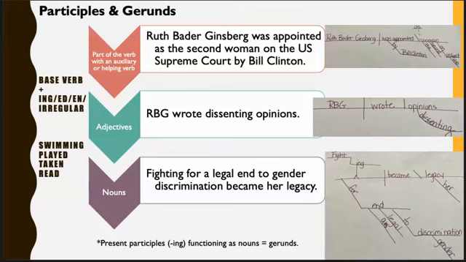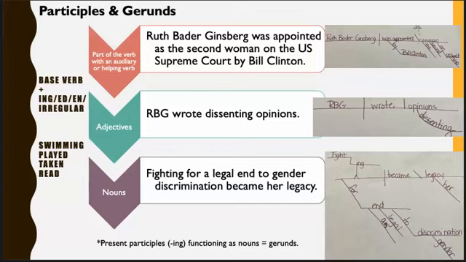Participles can also serve as adjectives. So RBG wrote dissenting opinions. Which kind of opinions? Dissenting opinions. So just like we did adjectives, we're going to diagram that modifier under the word that it's qualifying, but instead of putting a slanted line, we curve it slightly to show that it is something different, right? That it is a verbal as opposed to, say, smart opinions.